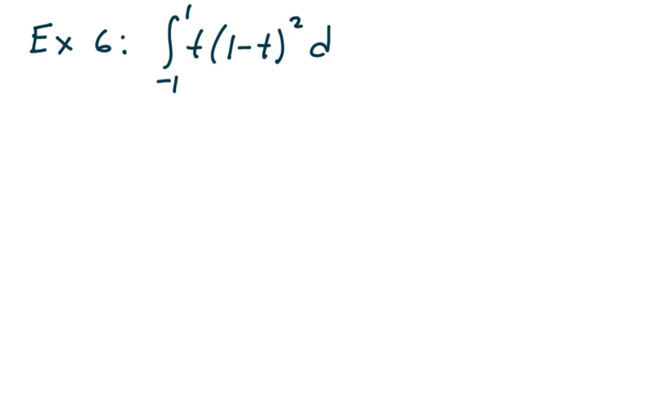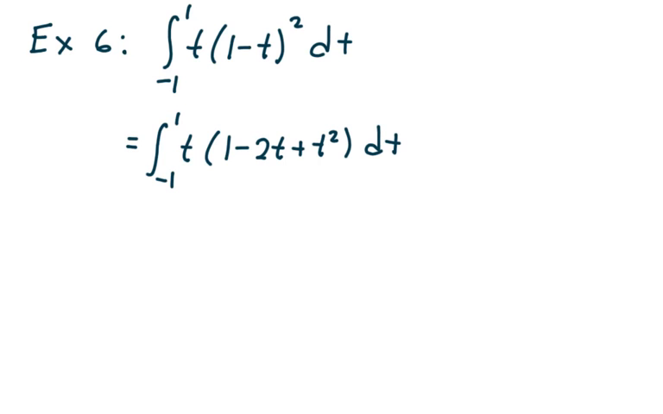So let's take a look at example 6. Suppose I had the following. Suppose I had the integral from -1 to 1 of t times (1 minus t) to the second power dt. And so what I'm going to do is expand out (1 minus t) squared. So I get t times (1 minus 2t plus t squared) dt.